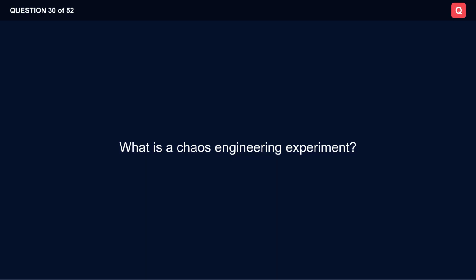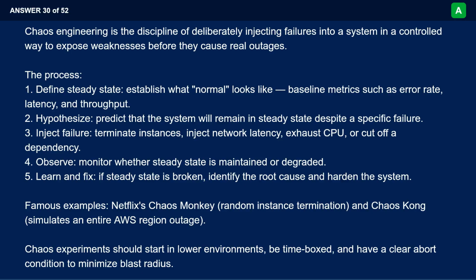What is a chaos engineering experiment? Chaos engineering is the discipline of deliberately injecting failures into a system in a controlled way to expose weaknesses before they cause real outages. The process. 1. Define steady state. Establish what normal looks like: baseline metrics such as error rate, latency, and throughput.